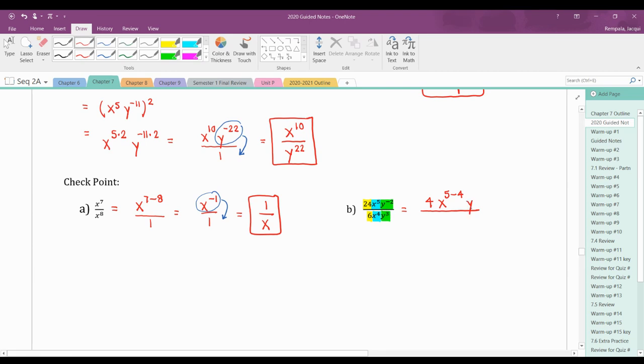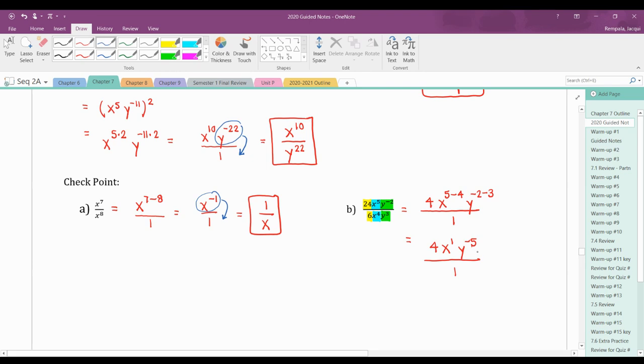I originally start with the y on the top. I take negative 2 minus 3. Because there's nothing else left over in the denominator, this is all now over 1. So I get to subtract my exponents. We'll have 5 minus 4 is positive 1. And with the y, negative 2 minus 3 is negative 5.